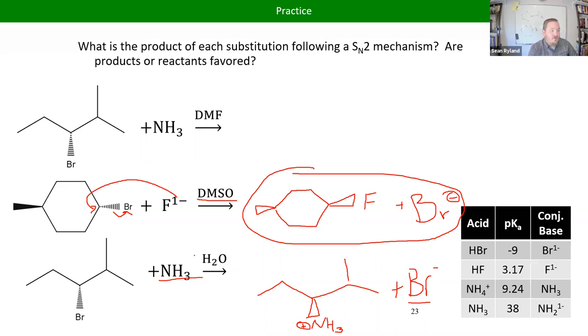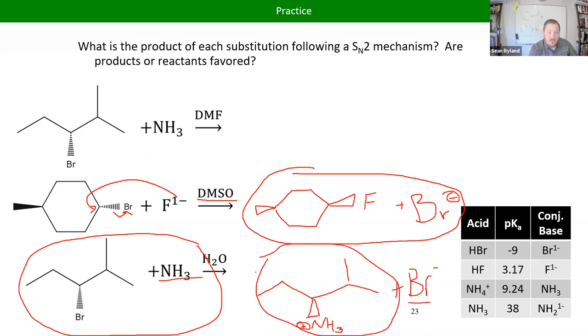So if we do this reaction in water, the reactants are favored at equilibrium, which means we could even start with this as our product. If we put it into water with bromide, at equilibrium the bromide, which is normally pretty inert, will actually wind up displacing the amine to make this product. If we do the same reaction in a different solvent, we favor the exact opposite thing happening.